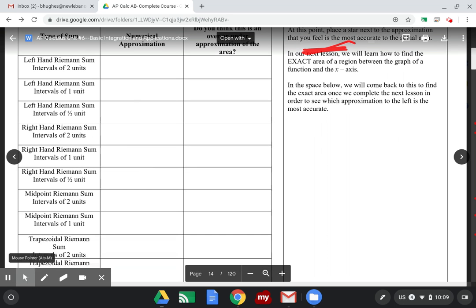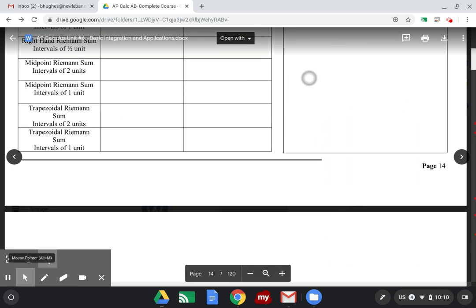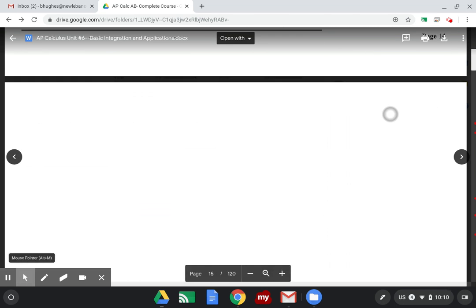Over here on the right-hand side in that box, they're just kind of talking about, hey, we're going to come back to this after this next lesson, after the next unit, and actually find out the exact area of the region that's bounded by 1 and 7 and the curve and the x-axis. But we're going to do that after the next lesson. So moving down here to an example. And this is it. We're almost done here.